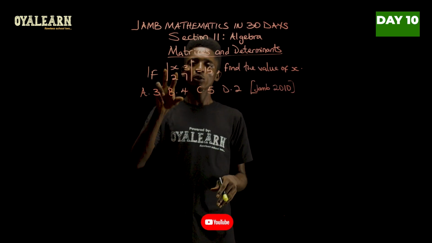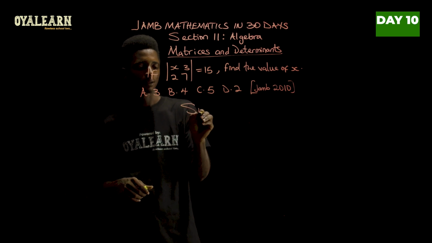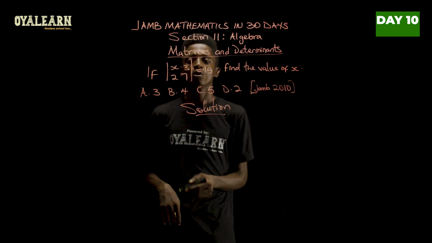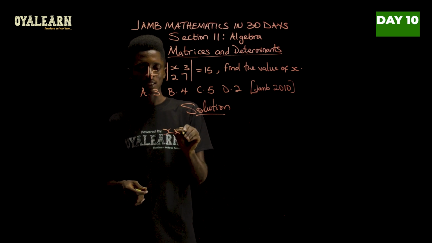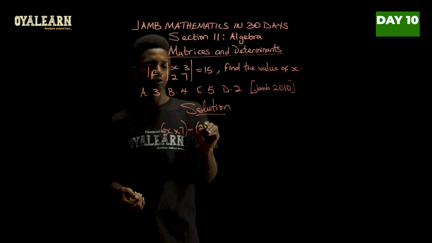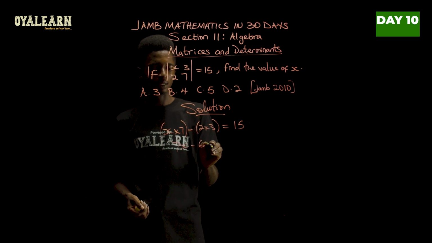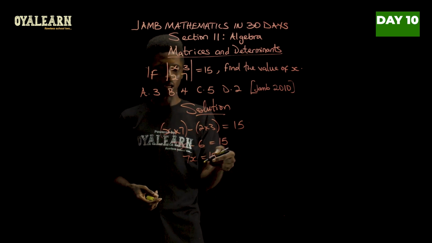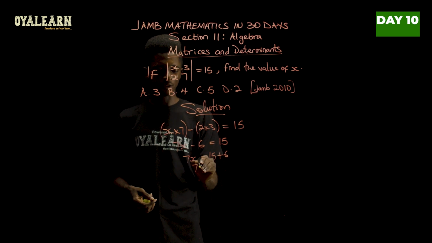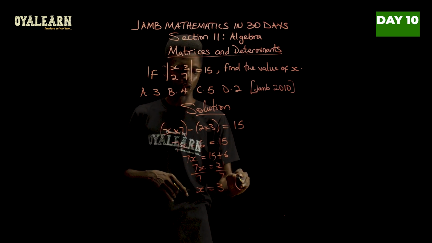In this question, we are told that the determinant of this matrix is 15, and then to find the value of x. So determinant implies that we multiply by the diagonals. So that will be x multiplied by 7 minus 2 multiplied by 3, and this equals 15. This will give us 7x minus 6, and this equals 15. Thereby we have 7x equals 15, now this becomes positive, so plus 6. That is 7x is then 21. Now what to do is to divide both sides by 7, which is the coefficient of x, and we see that x equals positive 3. That is in option A.